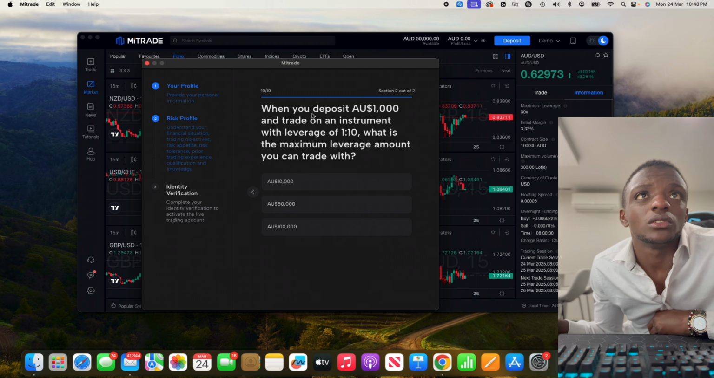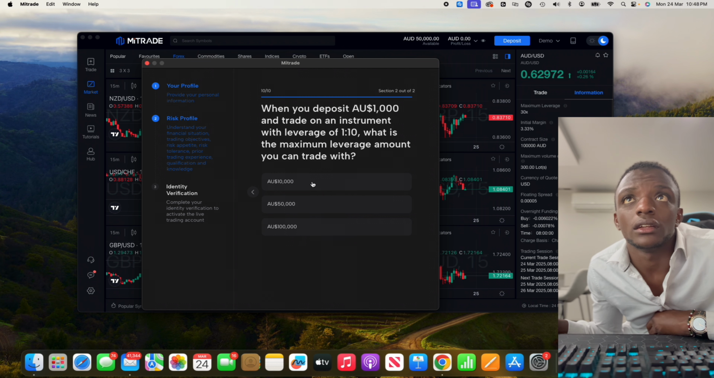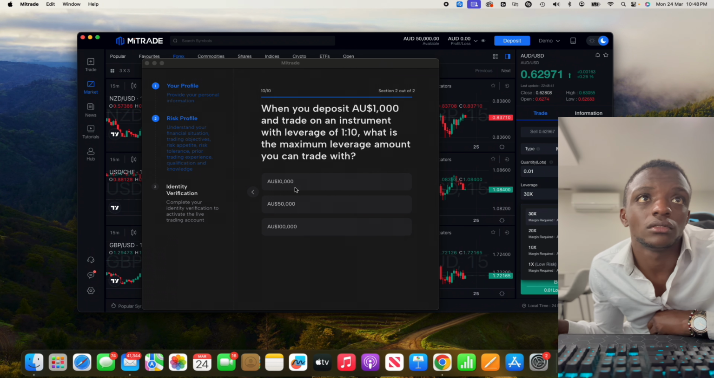When you deposit 1,000 and trade an instrument with leverage of 1 to 10, what is the maximum leverage amount you can trade with? So it's normally 10,000. So 1 to 10, I can check here actually. Let's see. So what's this? 1 to 30. So I'm pretty sure it's 10,000.